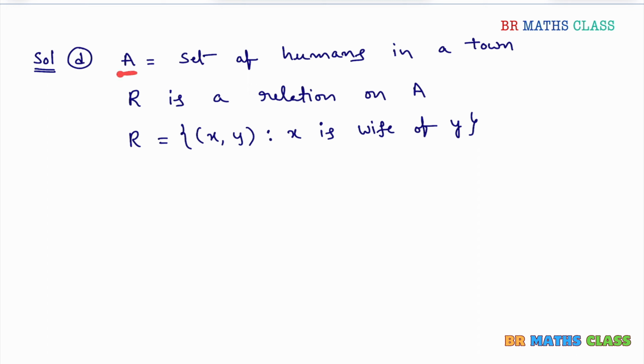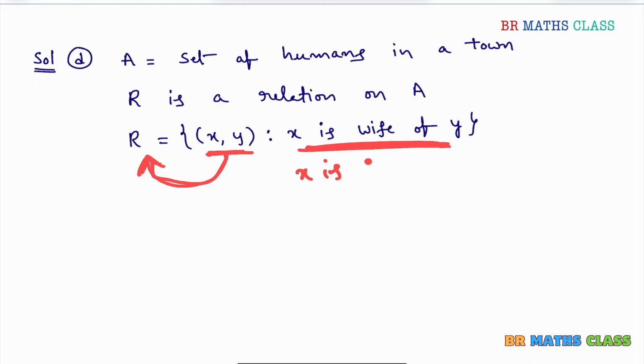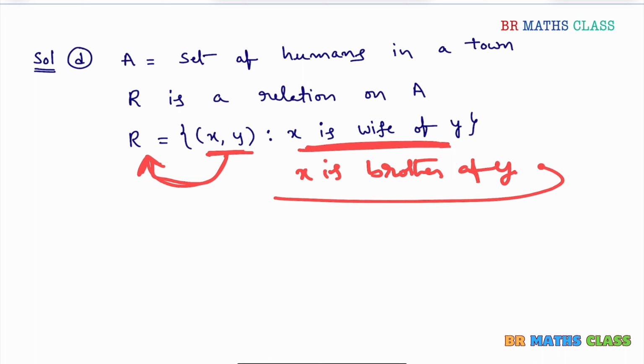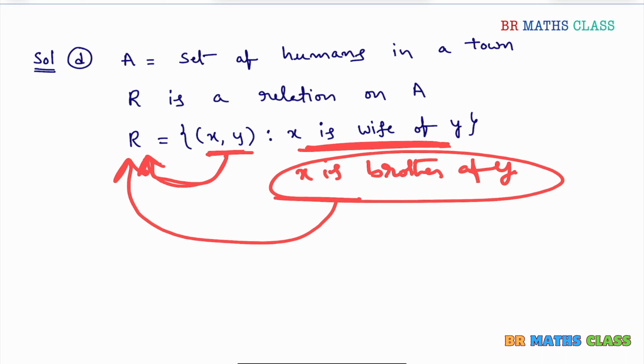They are saying set A is the set of all humans in a town, and R is a relation on set A, and the order pair x comma y says that x is wife of y. Actually, it is a funny question. Which order pair belongs to this relation? If x is wife of y, then only that order pair belongs to this relation. Suppose x is brother of y. Does that order pair x comma y belong to this relation? No. This relation contains order pairs in which x must be wife of y.